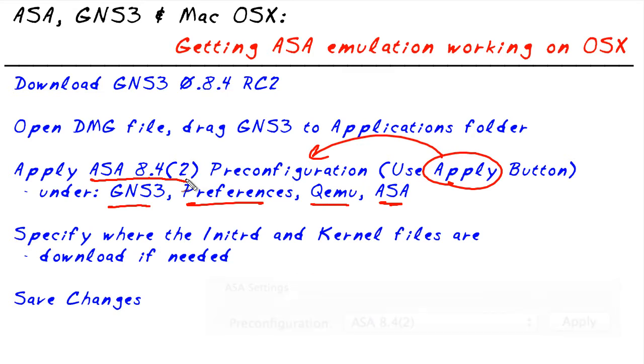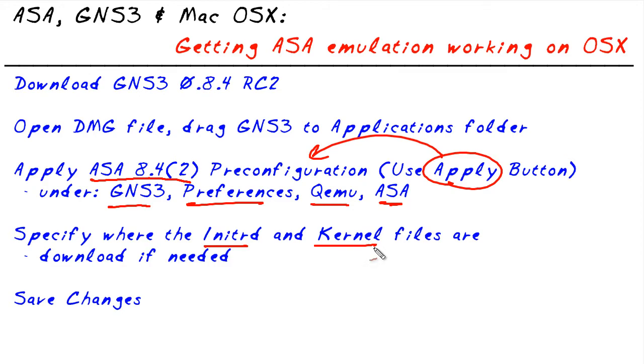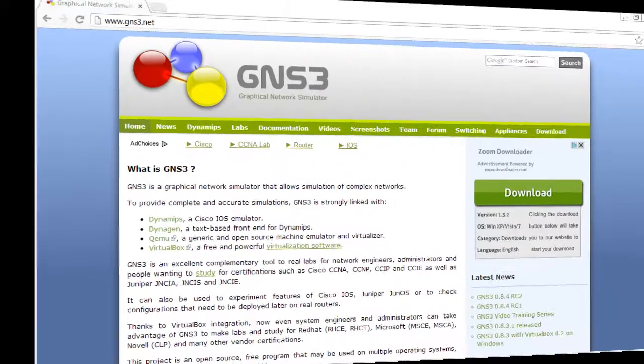The only thing you have left to do is go ahead and specify where the initrd and the kernel files are. Now, if you don't have those on your system, because you aren't using them with your Windows platform, you can simply download those, point to those files, and then you're ready to bring up your Macintosh running GNS3 with correct and working ASA emulation. So let me walk you through the steps.